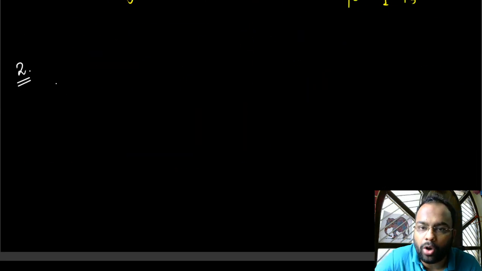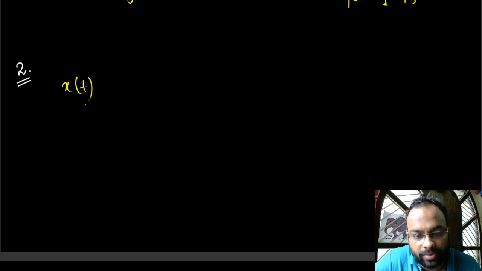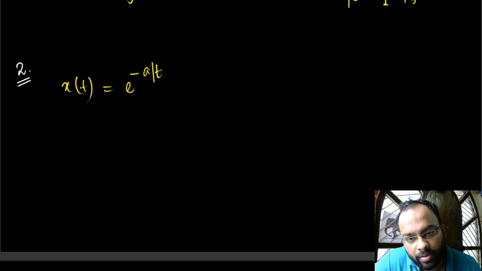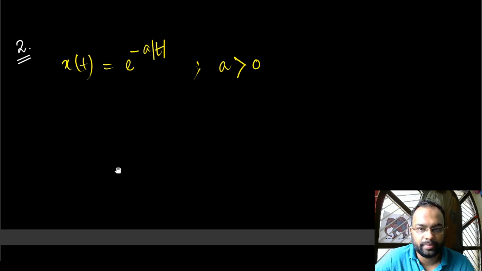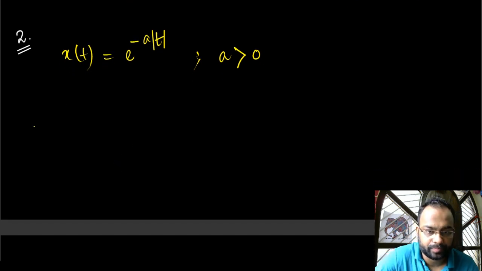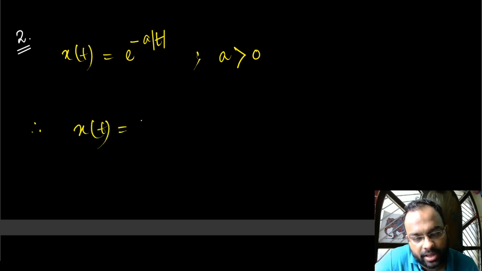So I'm solving all the standard problems on this. E to the power minus a mod t. I don't need to put u(t) here. This signal does not need to be causal for this particular example, and a is greater than 0, right? Before I can proceed with this, I need to be able to express this, so let's express this.